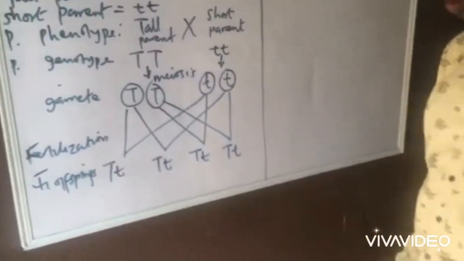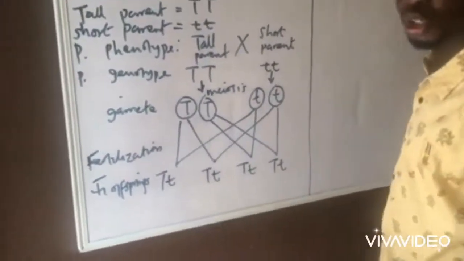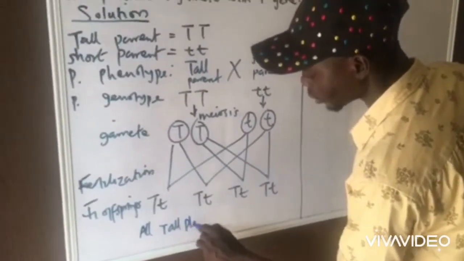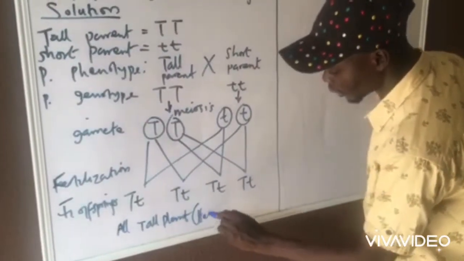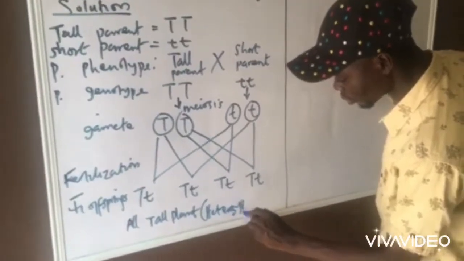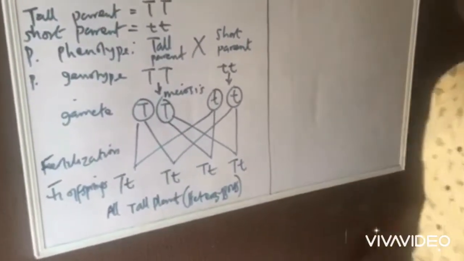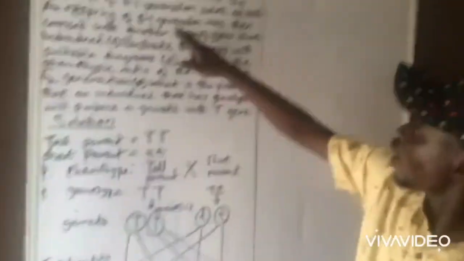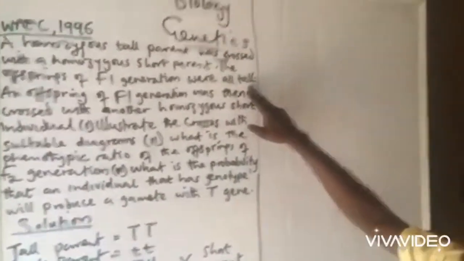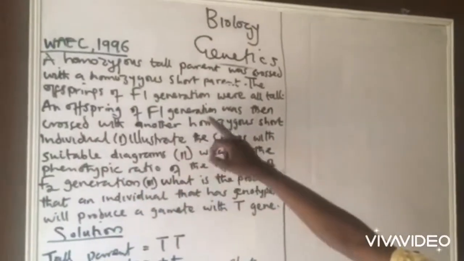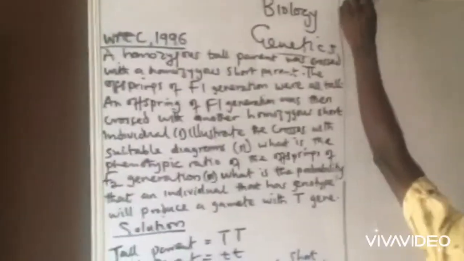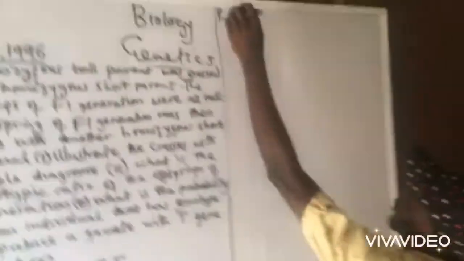So the result of the F1 offspring shows tall plant, but the tall is heterozygous. That is, we have all heterozygous tall plants. So that is the offspring of F1 generation. So they say that an offspring of F1 generation was then crossed with another homozygous individual. So we have F2 and offspring. So we have offspring of F1.